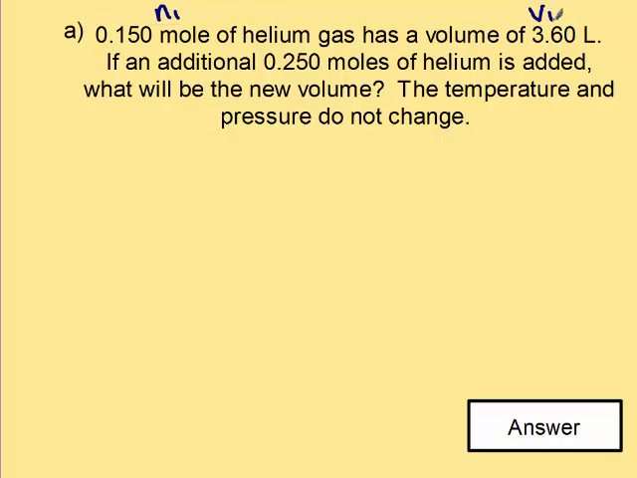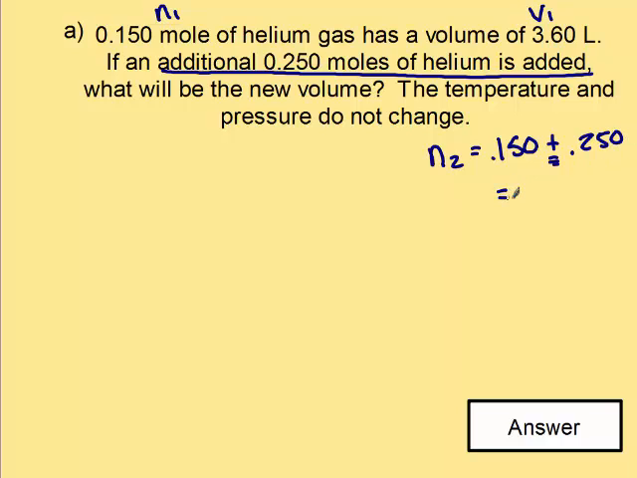You do have to read the problem. Don't just start writing your variables. Because if I read carefully, it says an additional amount of moles was added. So N2 is not 0.250 because I already had some moles in the container. N2 is 0.150 plus 0.250. So you do have to read carefully on some of these problems. And then we're looking for V2.